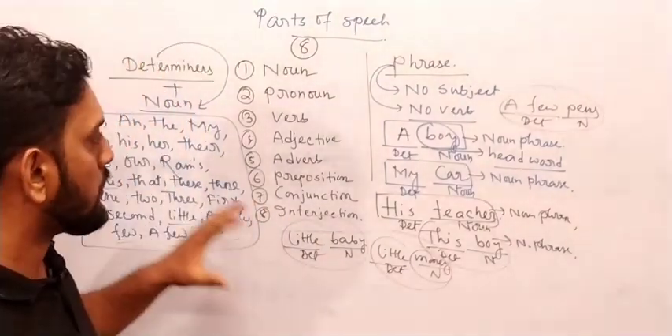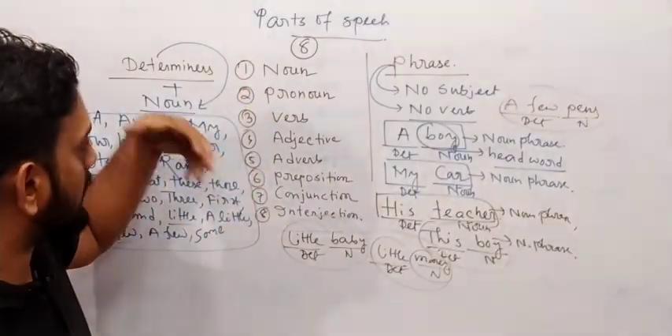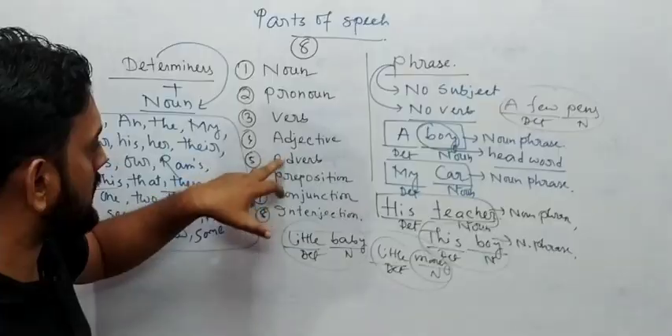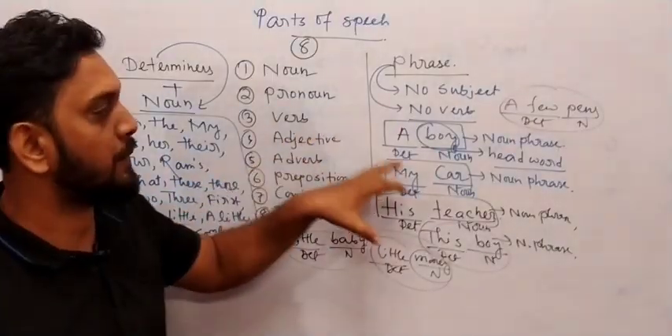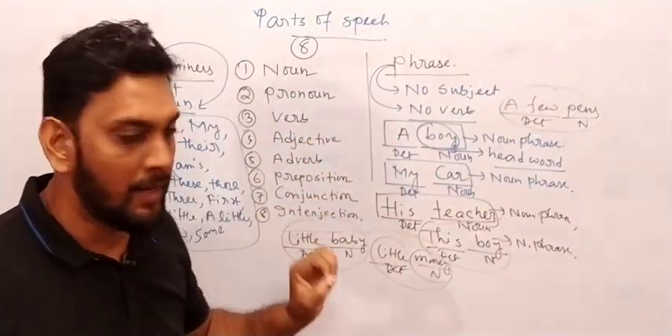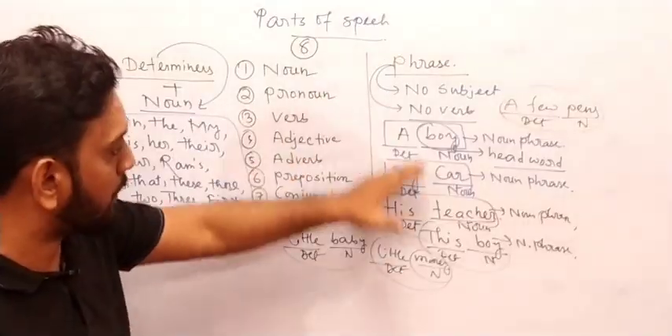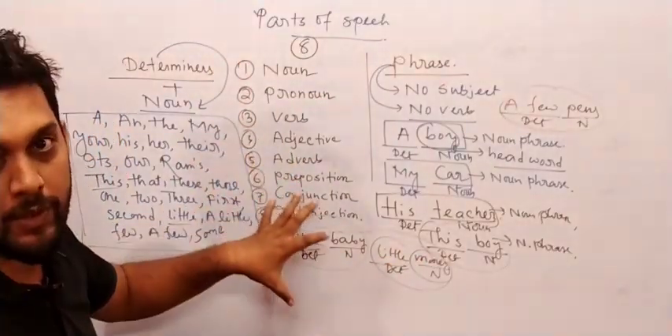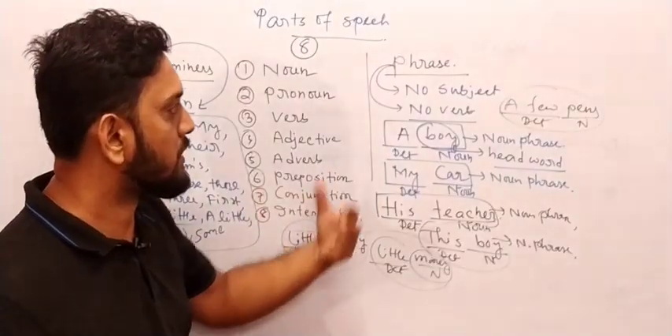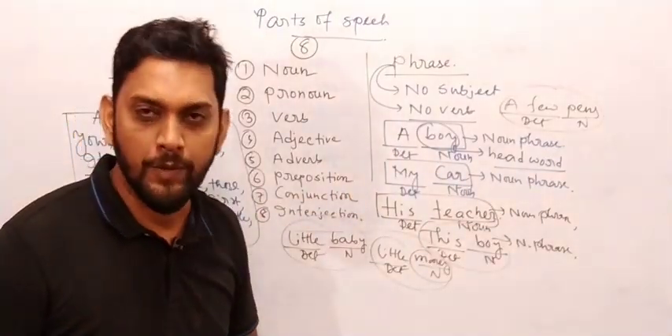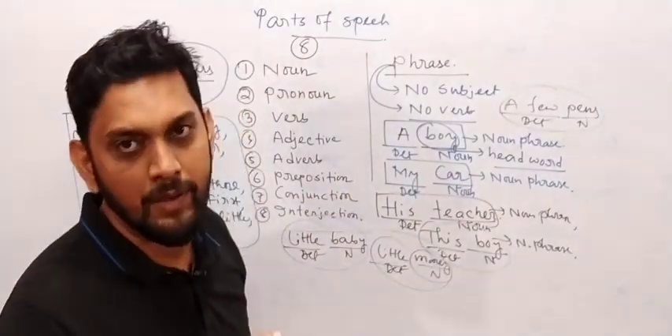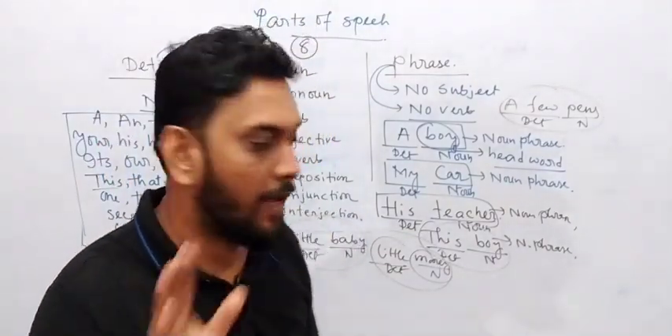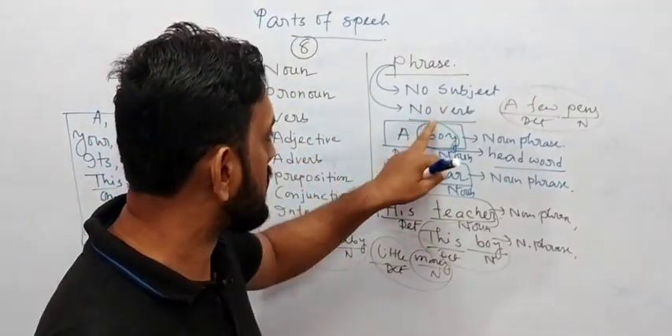Got it? Before going to understand noun, pronoun, verb, adjective, adverb and preposition, we need to understand the phrase and clause. Unless you clear this topic properly, you could not understand this portion either. That's the reason I am making you understand the phrase right now. So what does a phrase have? A group of words which do not have any subject and verb. So I have written: no subject, no verb.